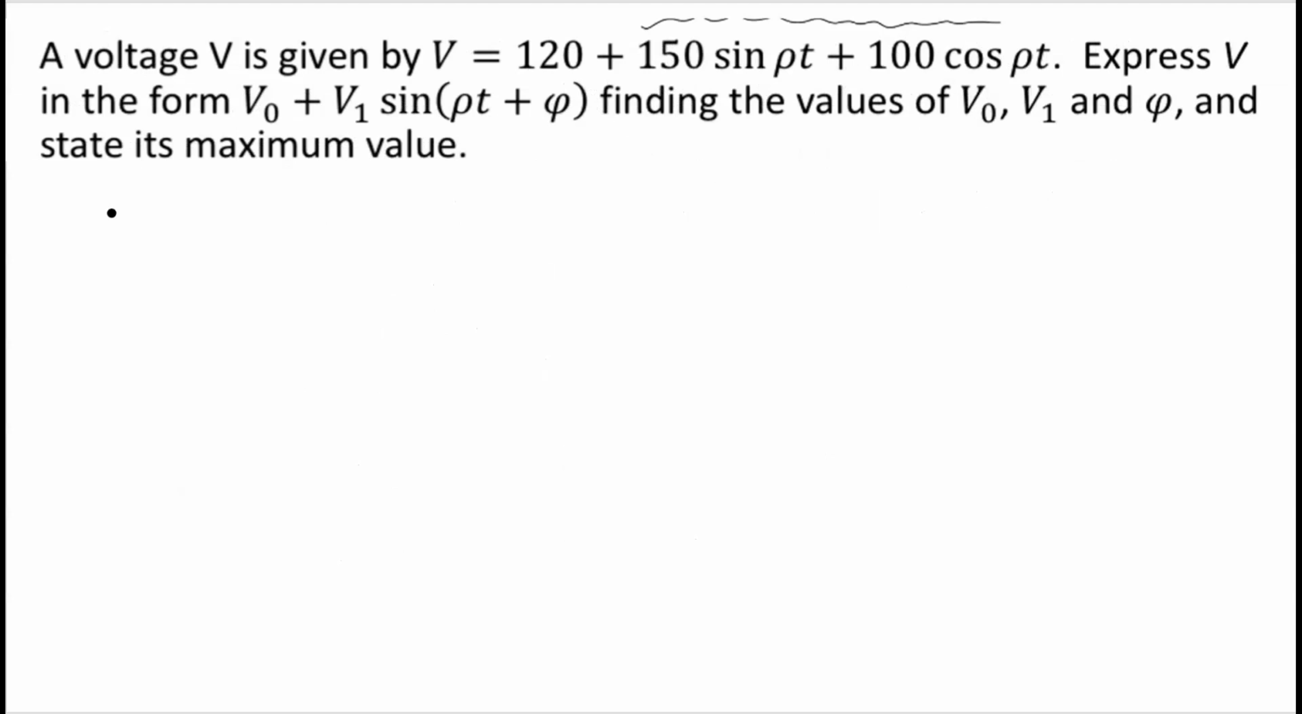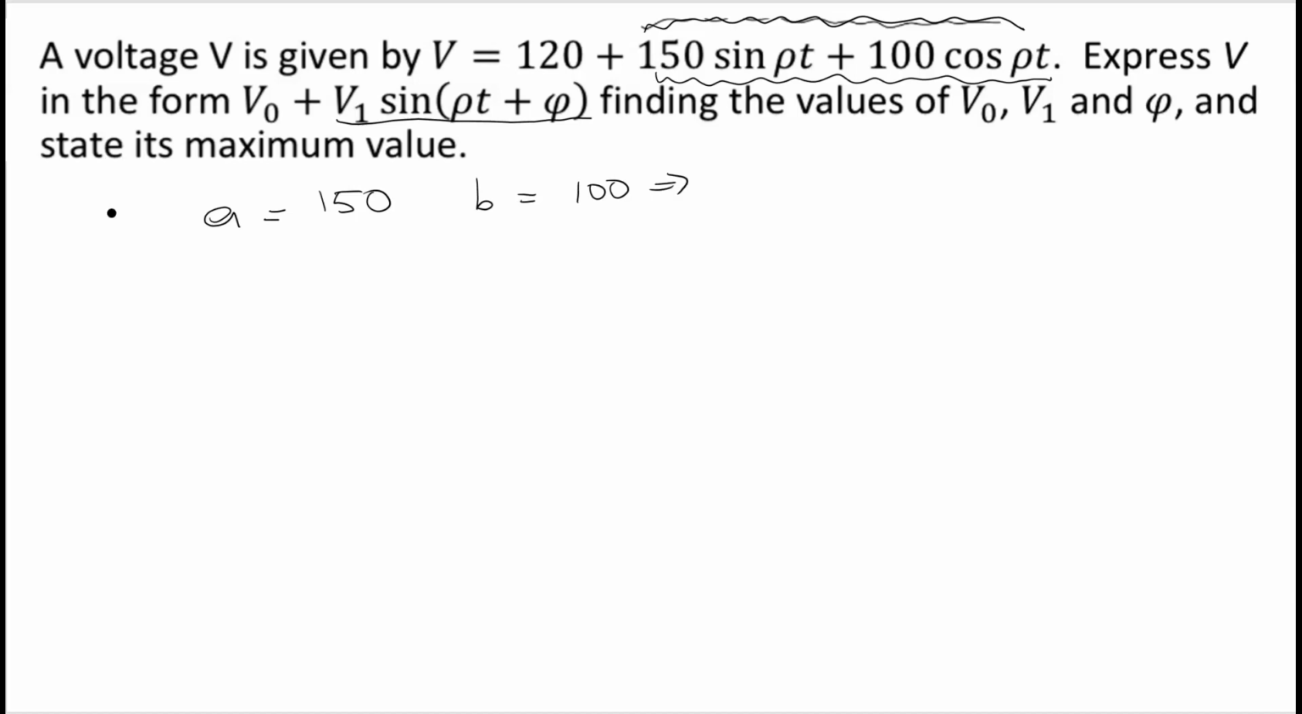Here is a slightly different one. It's got a number out the front which we'll just ignore for the moment, and then here is the trig bit that we need to rewrite in the form v1 sine something. We're going to leave the 120 for a minute, and write that a is 150 because it's the number by the sine, b is 100, and that allows us to write r.